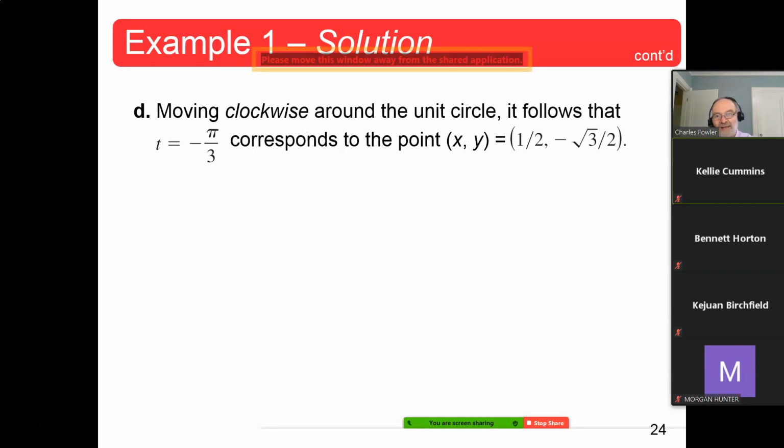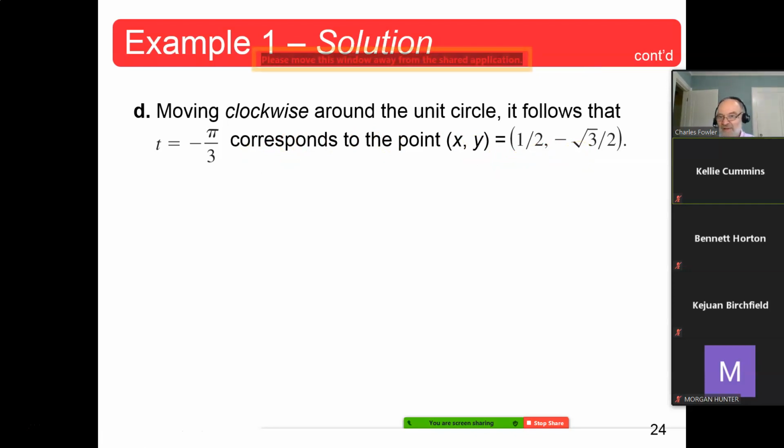Here's the one we did today. This time, we're going minus pi thirds. So that means you move clockwise around the unit circle, and you go a third of the way from horizontal this way to horizontal that way, but going clockwise, that would be down here in the fourth quadrant. And that point corresponds to 1/2 on x, negative root 3 over 2 for y.